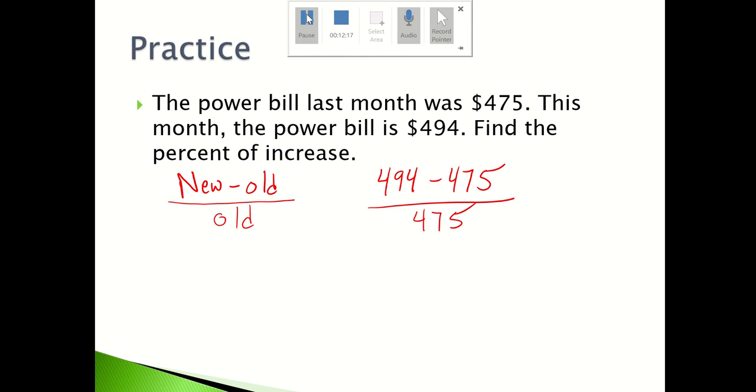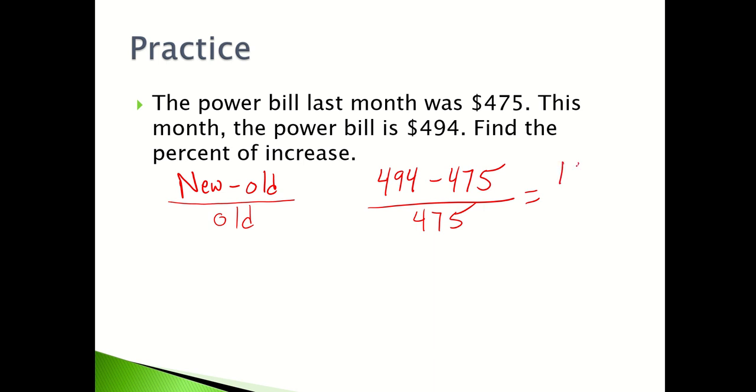So let's sub in the new price, $494, minus the old price, $475, divided by the old price. Again, we are comparing the difference to the original amount. That's why we divide by the original price, or the old price, if you will. So 494 minus 475, and we get 19 divided by 475. We make this a decimal, and we get 0.04, which is, move that decimal over 2 spots, and we get 4%.